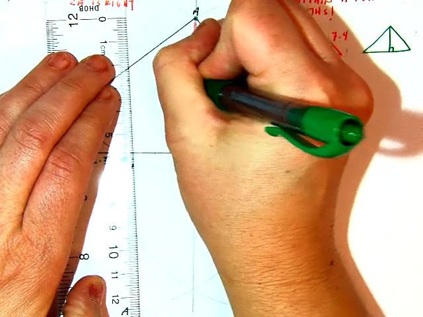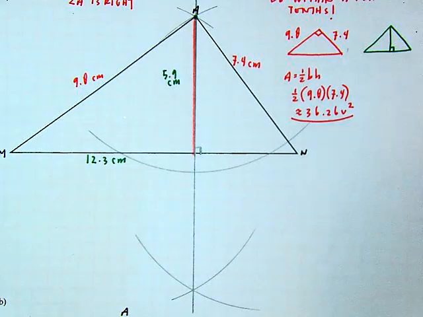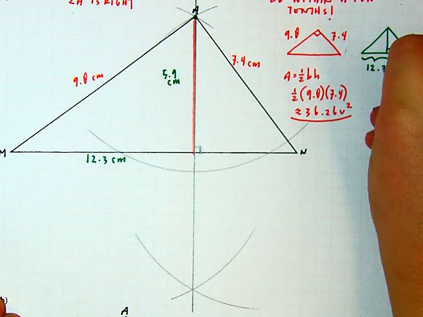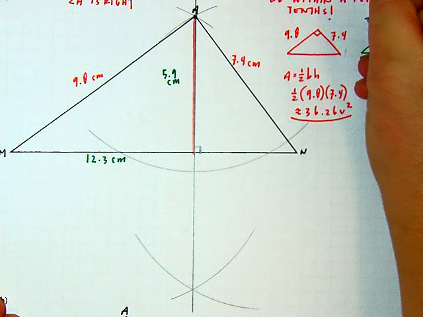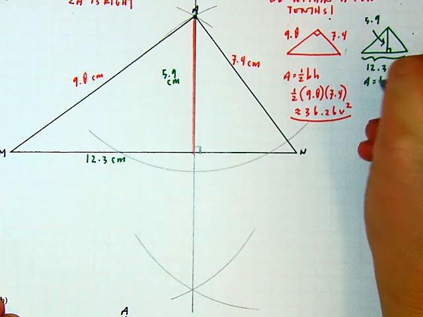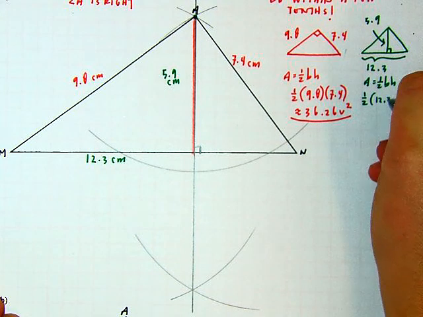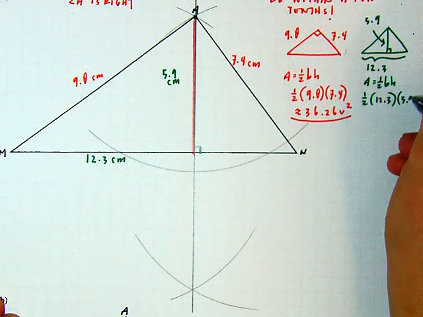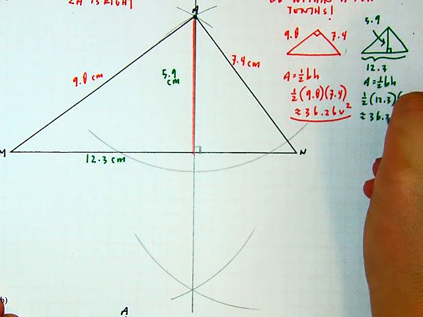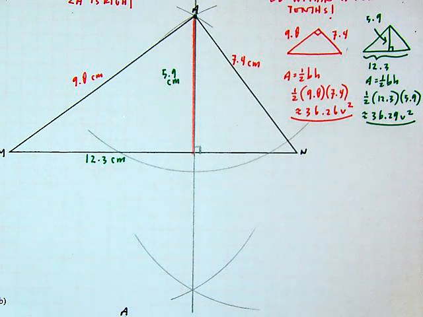So 5.9 centimeters. So over here, my little mini diagram, this base is 12.3 and the height is 5.9 approximately. So here I'm going to do 1/2 base times height. So half of 12.3 times 5.9. And that's going to get me about 36.29 units squared.